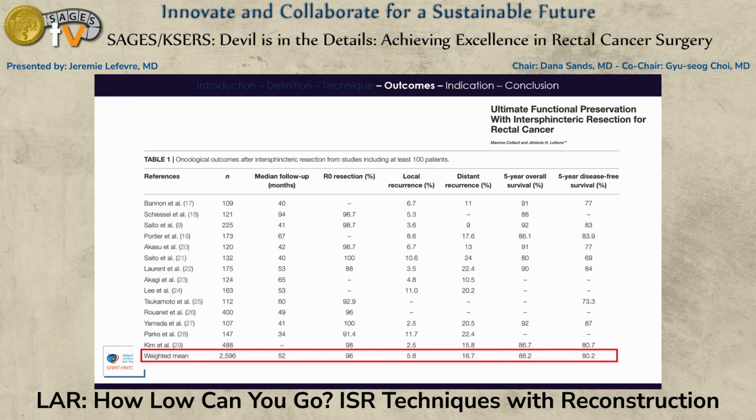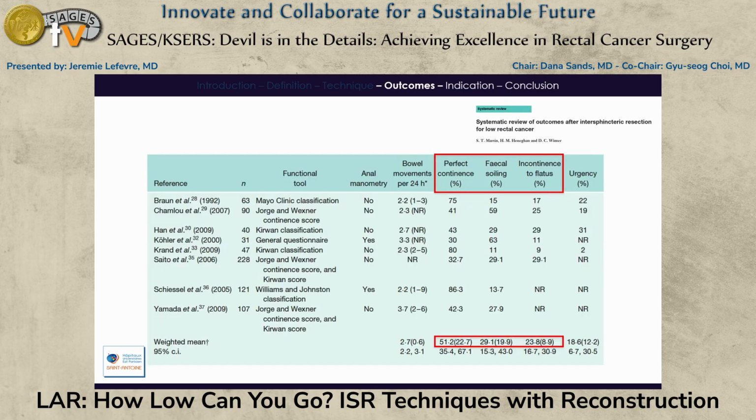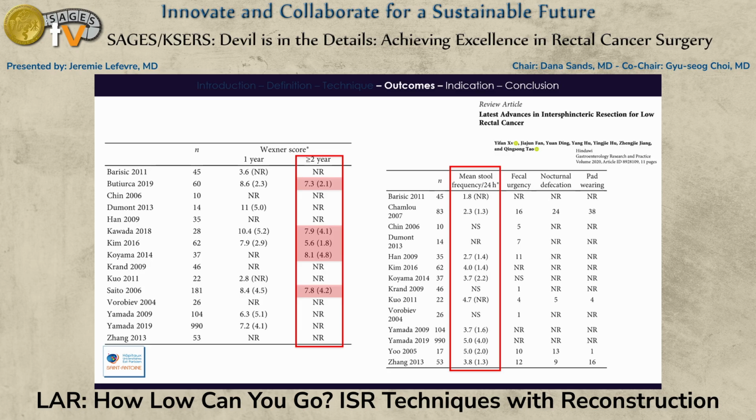What is interesting is, of course, the oncological outcome. We published 3 years ago a review of 2,500 patients, and you can see 96% R0 resection, less than 6% local recurrence, and 88% 5-year overall survival. So it is safe in well-selected patients. The problem is, of course, the functional outcome. The message to your patient is that half of them will be incontinent after an intersphincteric resection. Those are the big numbers, and it is confirmed in this recent paper published 4 years ago.